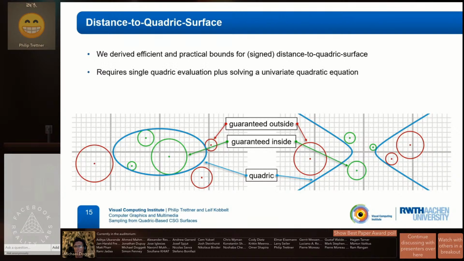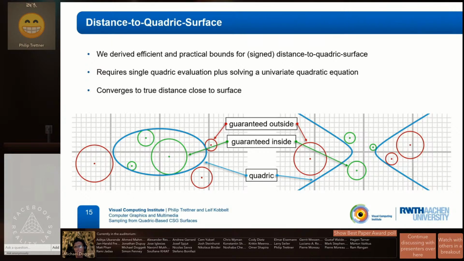And it is really efficient to evaluate, requiring only a single quadric evaluation and a univariate quadratic equation. We were even able to prove another desirable property, that the distance, or this bound, converges to the true distance the closer we get to the surface. How these basic distance queries can be combined to classify the basic regions is further described in the paper.